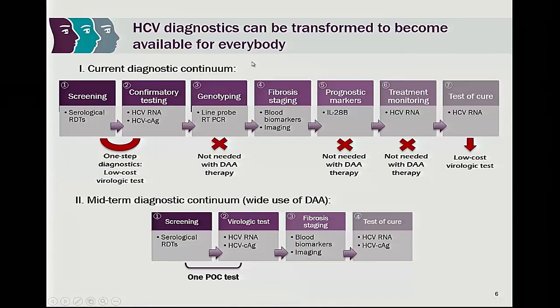Ideally, and that's my optimistic world, we would also get rid of fibrosis staging at some point. These drugs can be produced, we know, at less than $200 a course. So hopefully we'll get to that at some point.